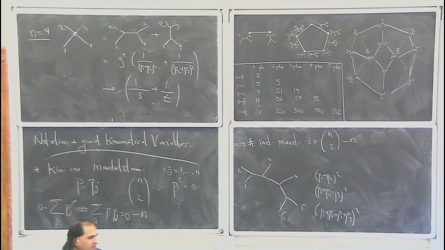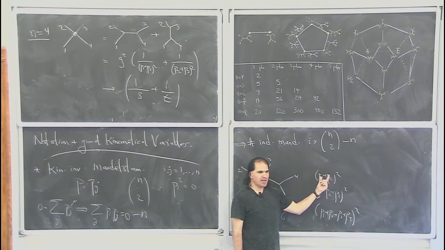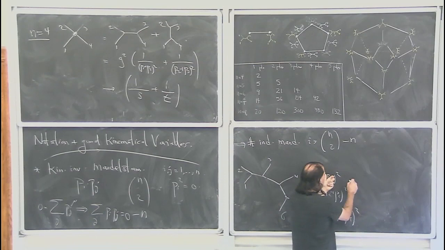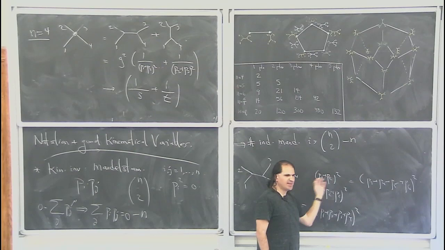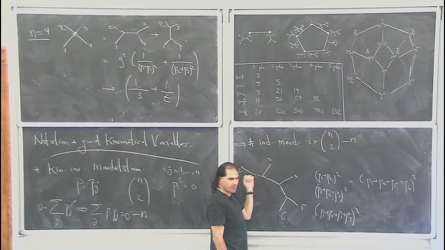That's a little bit more restricted. Notice it's still slightly annoying, because I could label this as (P1 plus P2) squared, or equivalently as (P3 plus P4 plus P5 plus P6) squared, because I have momentum conservation. So I still don't have quite a nice labeling for the same invariant. But there's actually a very beautiful and natural picture.